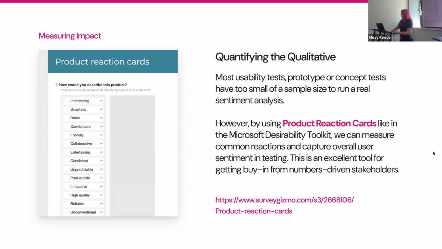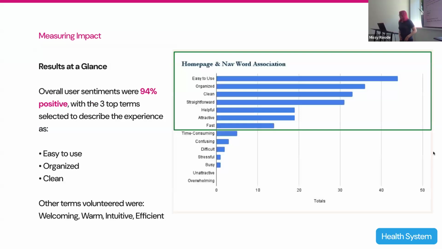So this is super helpful because sometimes the quotes don't hit as hard as we want them to. And so having this quantitative data can really help. So definitely recommend that. The way that I've used that before is I inserted it at the end of a usability test, and I selected words.